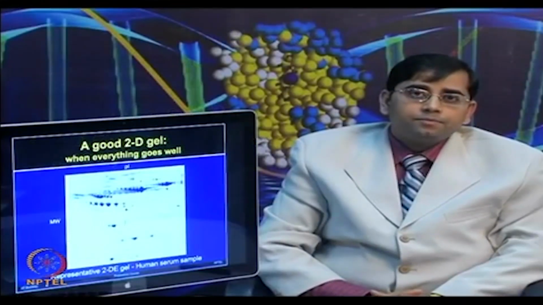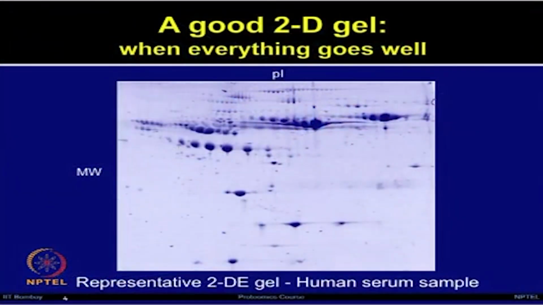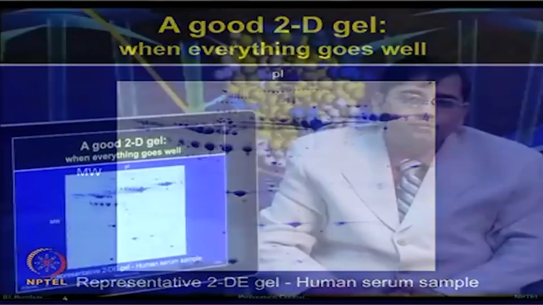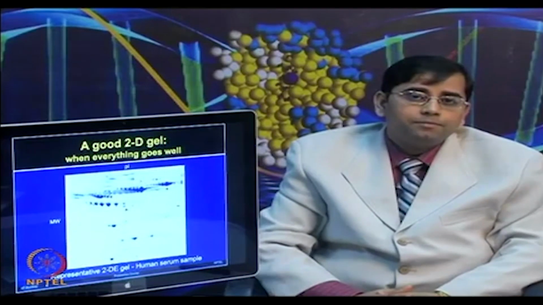Now, in the previous lectures, when we talked about obtaining a good 2D gel image, you may feel that at the end of that experiment, the 2D gel image will look very good. I am showing you one 2D gel which is appearing very good, and this is what you see when everything goes very well. If your protein separation and staining are fine, then at the end you should be able to see very good protein separation on the gel. This is a representative 2D gel image shown with a human serum sample.